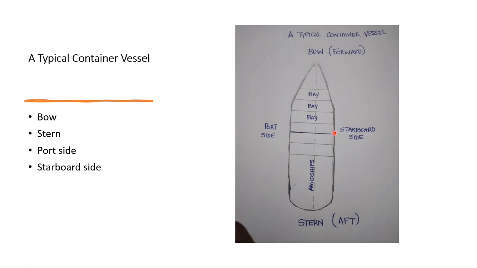Now, we also have bays. The bays run from the bow all the way to the stern, with even numbers for 40-foot bays and odd numbers representing 20-foot bays. We also identify on this diagram amidship. Amidship assists us with identifying exactly where we start to count port and starboard rows on the vessel.